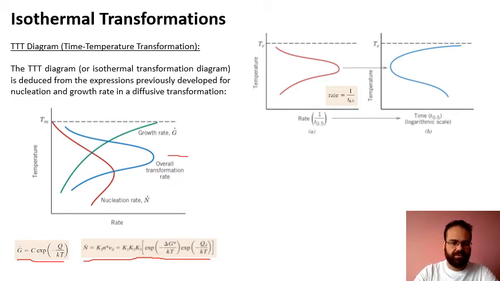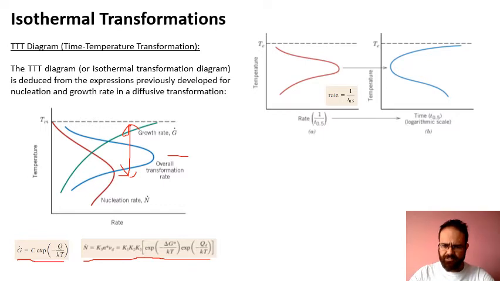Sorry, this is the overall transformation rate. So the nucleation rate has a maximum value for a certain supercooling below the equilibrium temperature, Tm, and the overall transformation rate, now the blue curve, is given simply by the product of the nucleation rate by the growth rate.